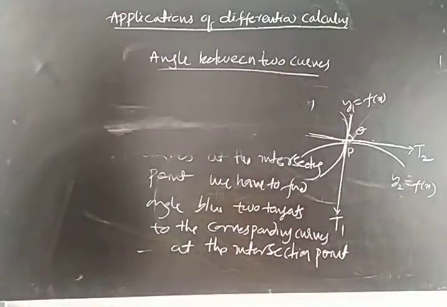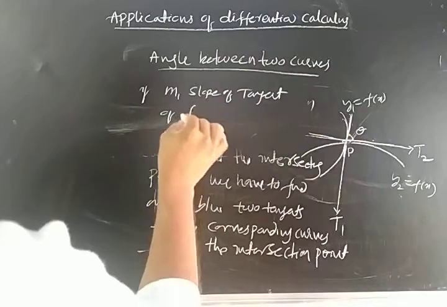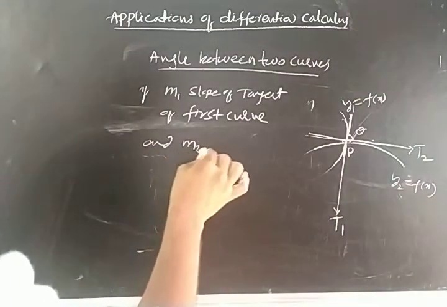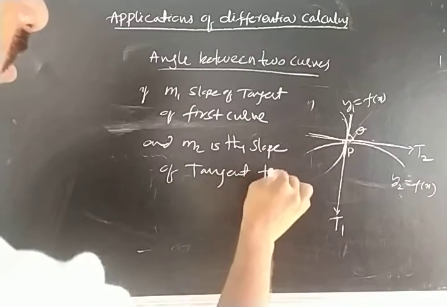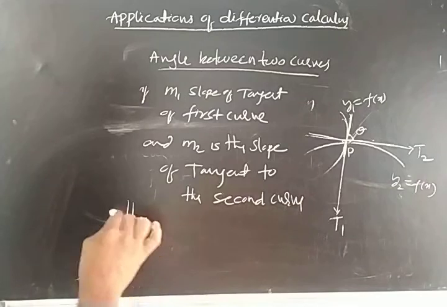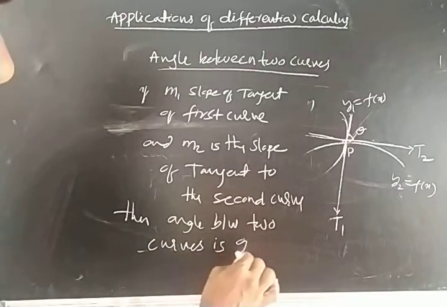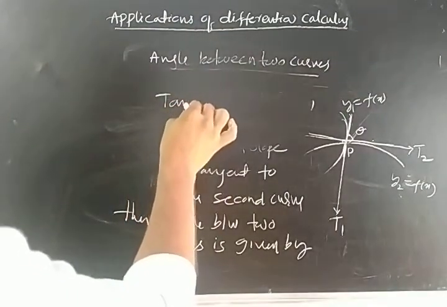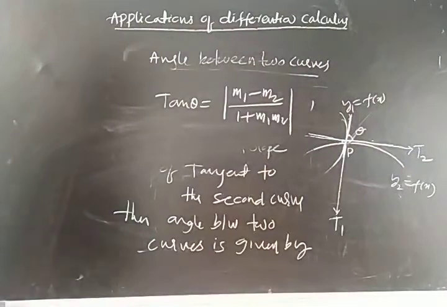If m1 is the slope of the tangent of the first curve, and m2 is the slope of the tangent to the second curve, then the angle between the two curves is given by the formula tan theta equal to modulus of m1 minus m2 by 1 plus m1 m2.